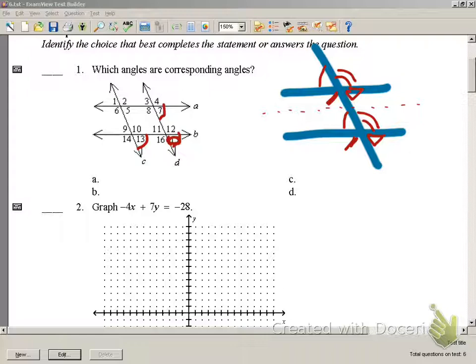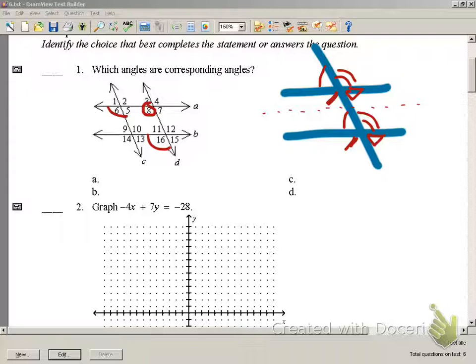It depends on what set of lines, whether it's line AB or line CD, and which is the transversal. So that's the reason why there can be two different ones. If we're looking at, let's say, angle 8, the corresponding angles to angle 8 would be angle 6 and angle 16, because they are in that lower left corner.